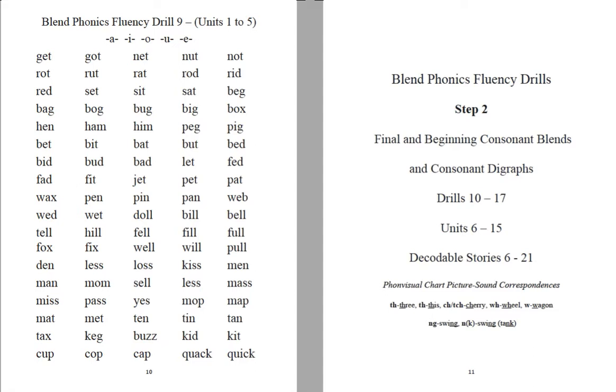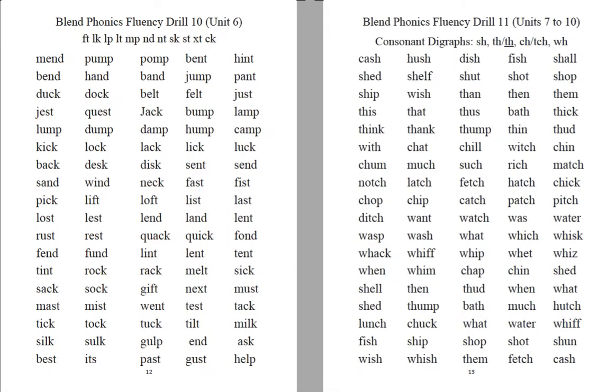Step 2, final and beginning consonant blends and consonant digraphs. All right, so here we go. Now at the top it tells you the ending blends that we're doing, and they work on those. This is a lot harder, by the way, than just the 3 letters. And when they start out, they may be struggling with these words a little bit. Then we go to the consonant digraphs, SH, TH, CH, and WH.